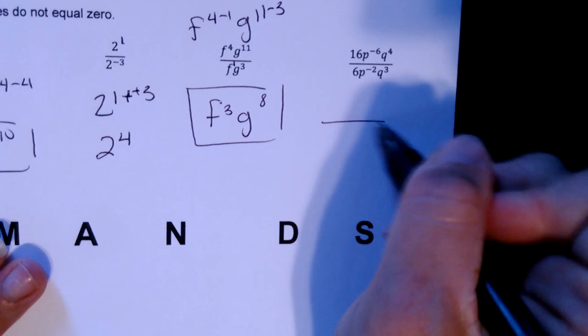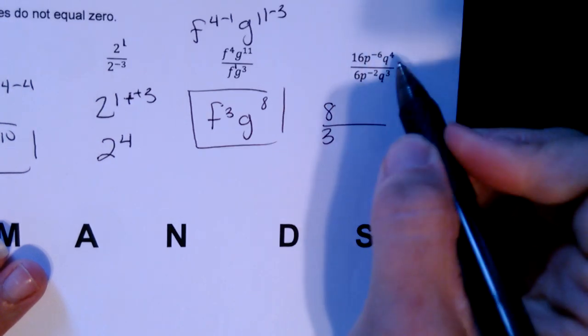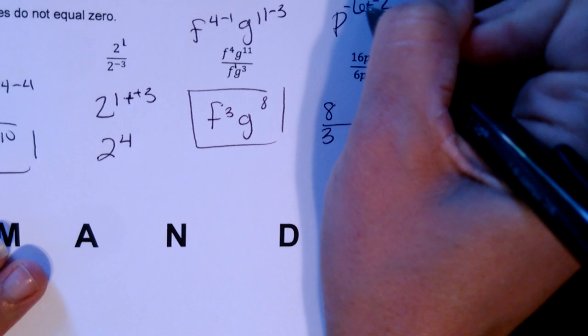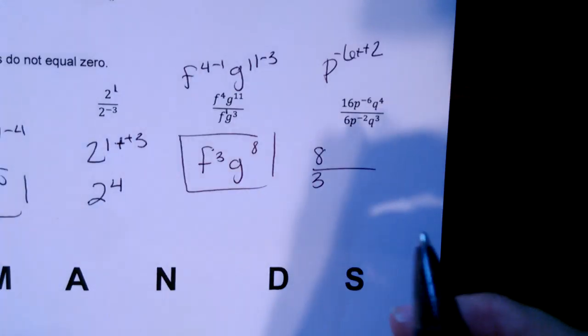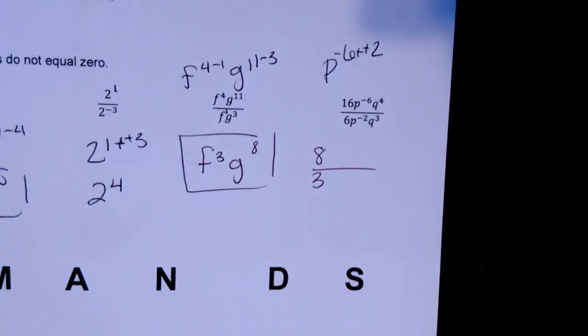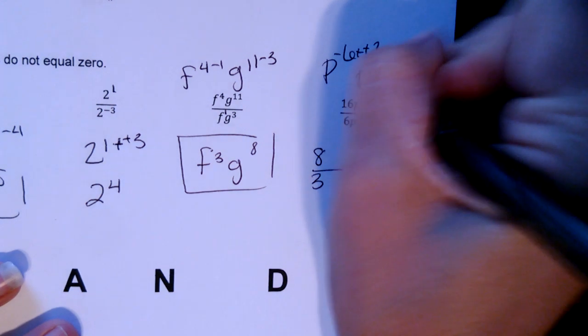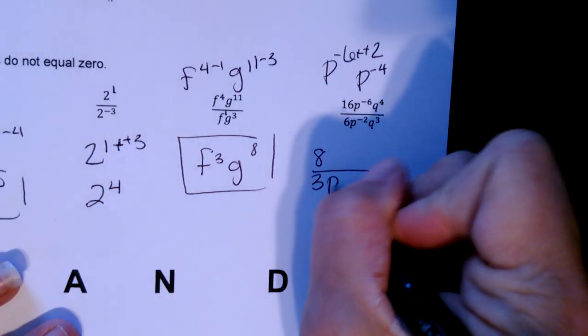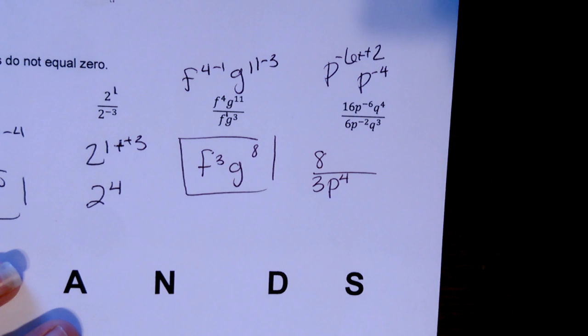With your p's, you're doing negative 6 minus negative 2. So you're essentially adding 2 to that negative 6, which leaves you at negative 4, right? Well, since he's a negative exponent, he needs to flip and go to the bottom of the fraction. With your q's, you're going to do 4 minus 3, which is 1.